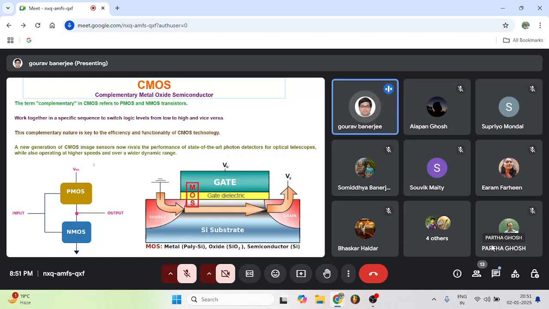All new generation image sensors are designed based on CMOS. So this is the structure of the CMOS. We have metal at the top, then a dielectric, meaning an oxide layer, then the semiconductor layer. Then here are the source and the drain. When light falls from the top, the resistance will change and electrons will flow from the source to the drain side.